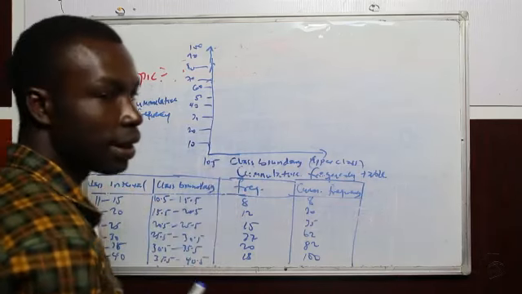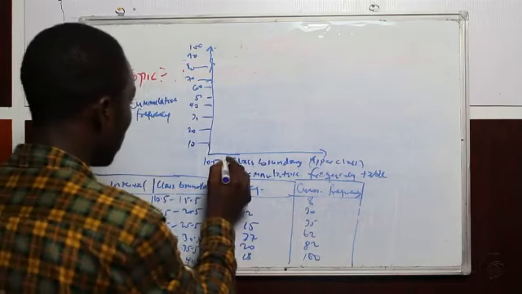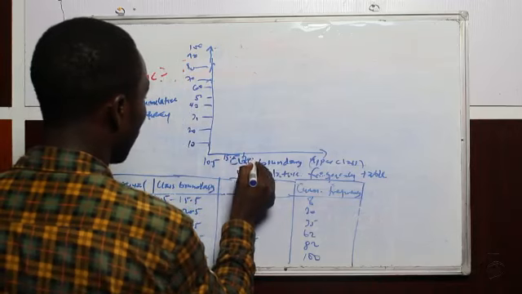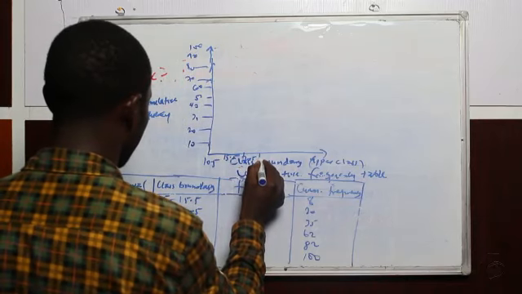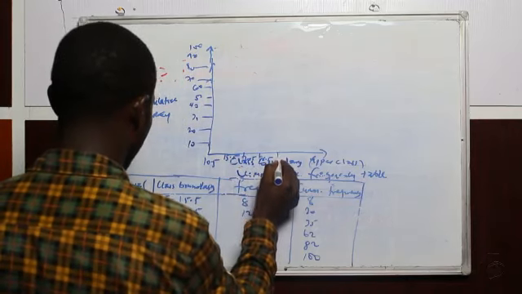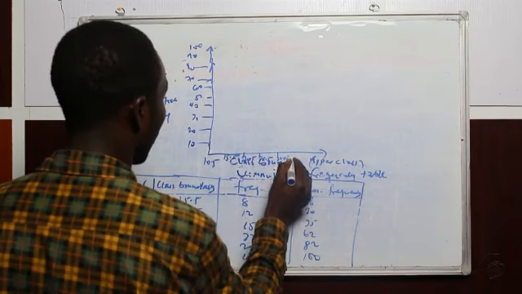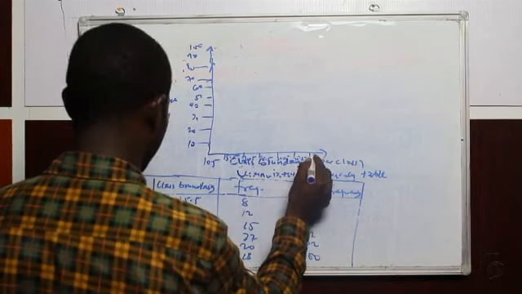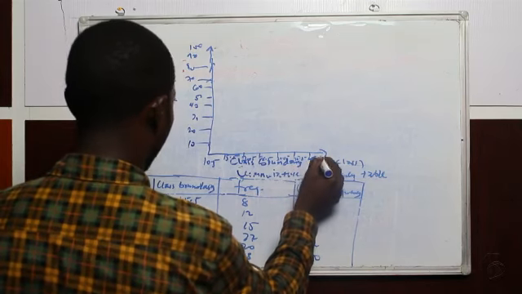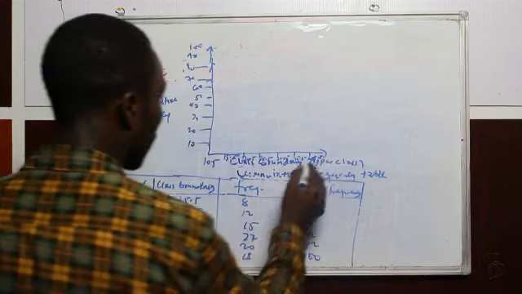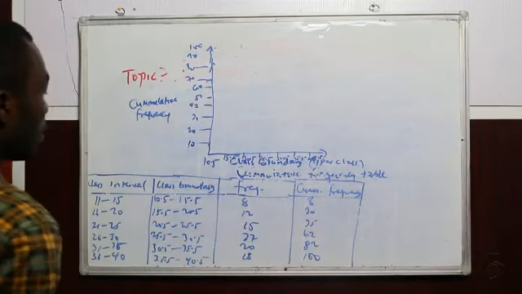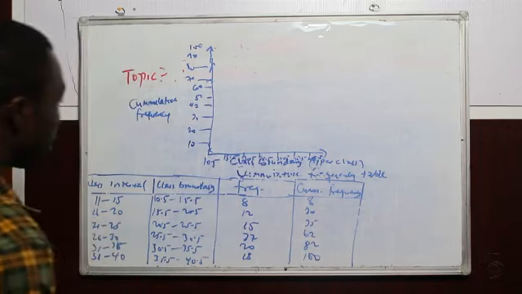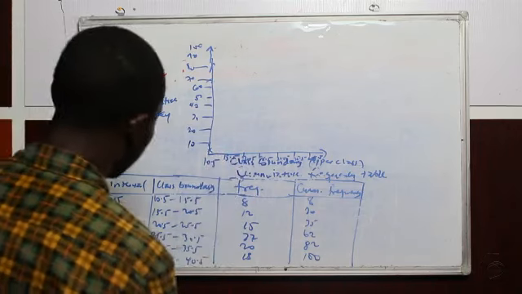$10.5. The next one is 15.5. Next one is 20.5. This is 25.5. This is 30.5. This is 35.5. This is 40.5. Now, 8 is what we plot against this side.